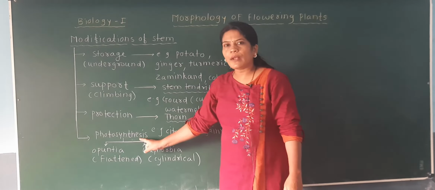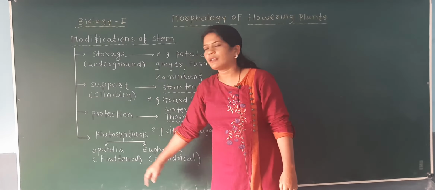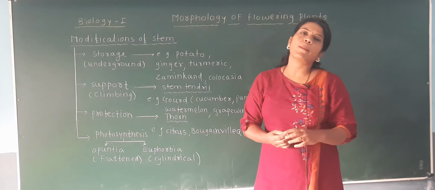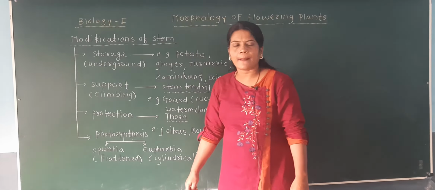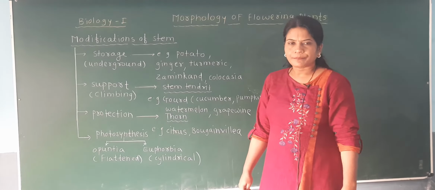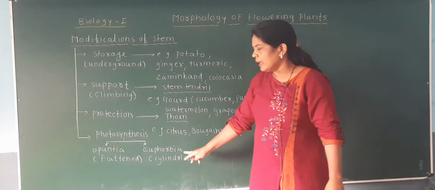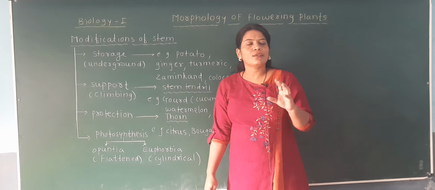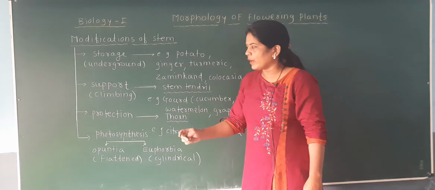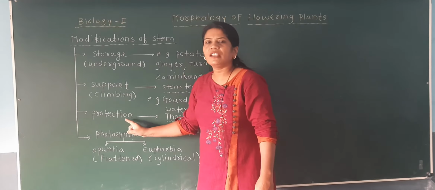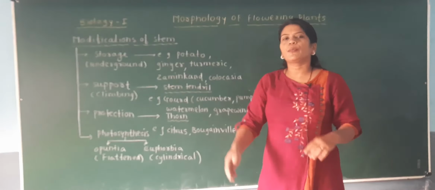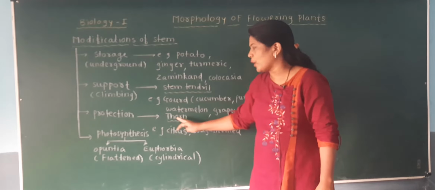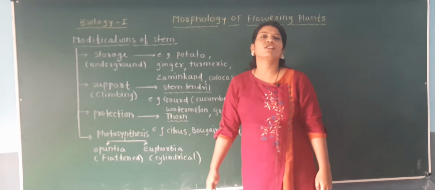And here two examples are given. One is called Opuntia. Another name of Opuntia is cactus plant, and the second one is called Euphorbia. Euphorbia is a plant which is also called an ornamental plant, and one modification remains, that is for protection. Some stems are modified to give protection to the plant, because you can observe that on some stems there are thorns.